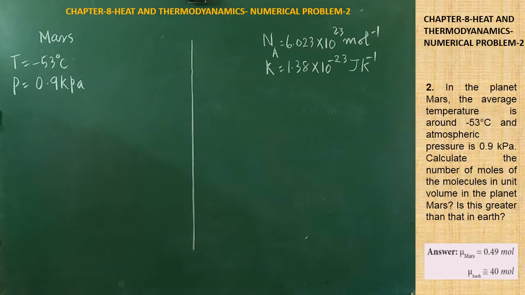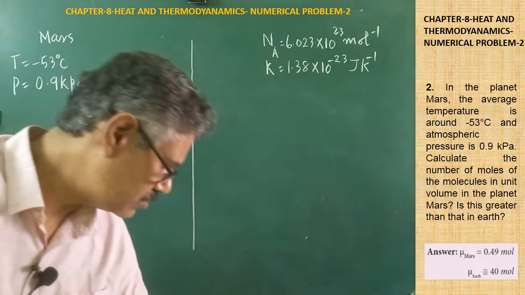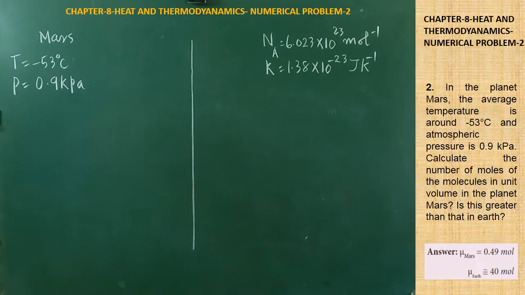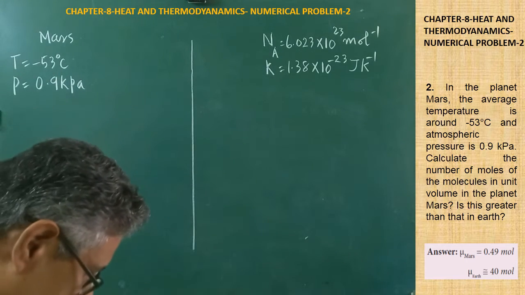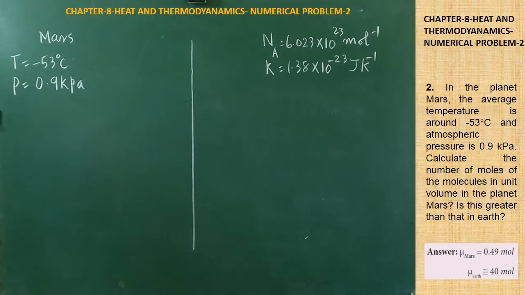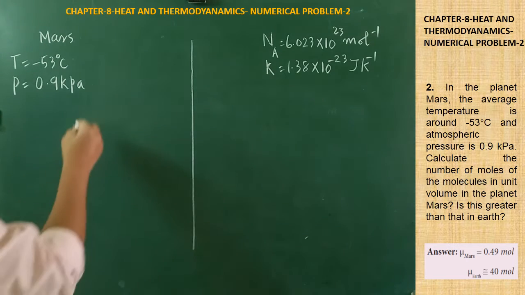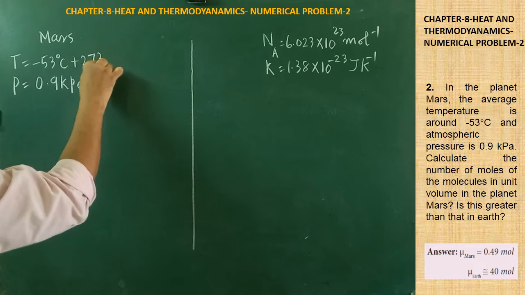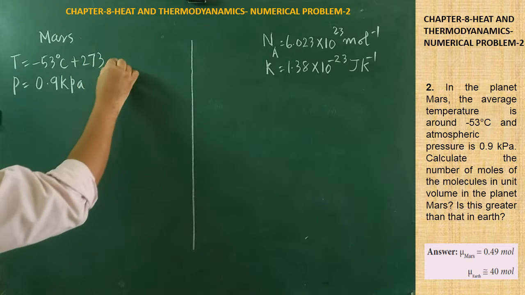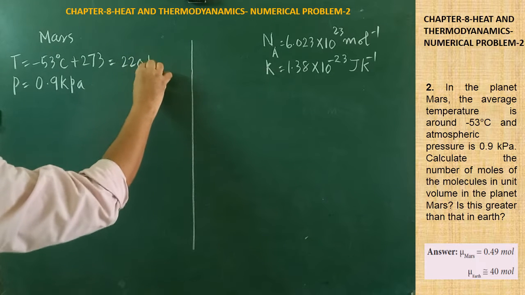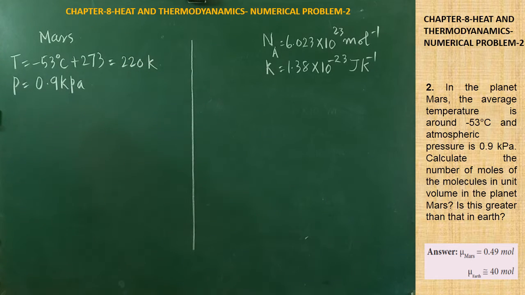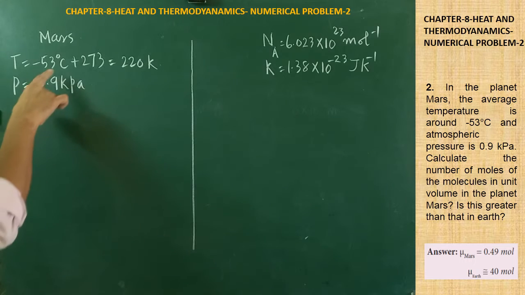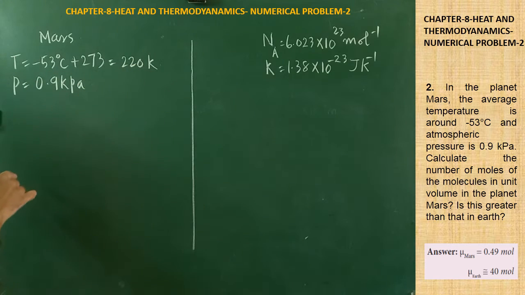So first we will solve the problem related to Mars. Here minus 53 degrees Celsius is equivalent to 220 Kelvin. How to solve? If 273 is added, you will get the value in terms of Kelvin. So the Kelvin value must be written because it is the SI unit. The Celsius value is converted into the Kelvin value.